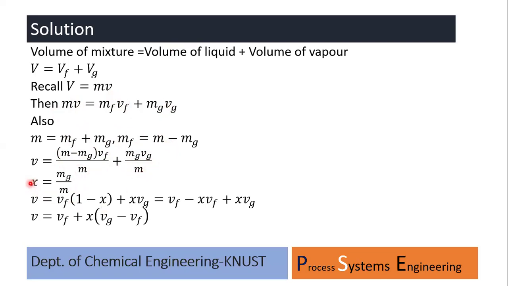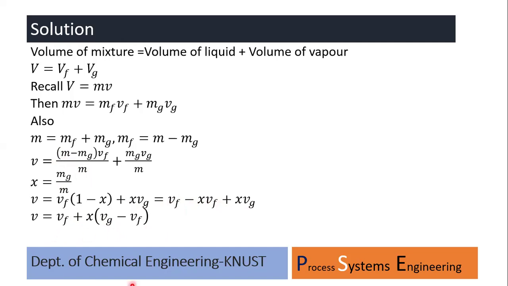Then we said that x, the steam quality, is the mass of the vapor divided by the total mass. So if I divide the terms individually, this mg over m here becomes x. So that's giving us the x vg. The mg over m here becomes x, so that's giving us the minus x vf. And then m over m becomes 1, so that's giving us just the vf. Then we can factorize vf out. When we factorize vf out, we end up with this expression now.